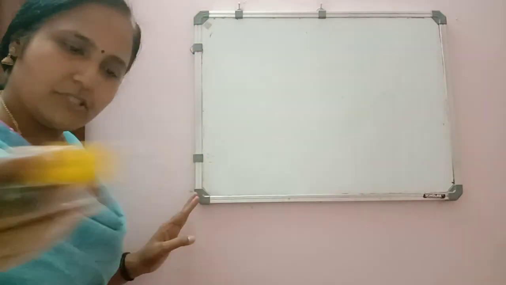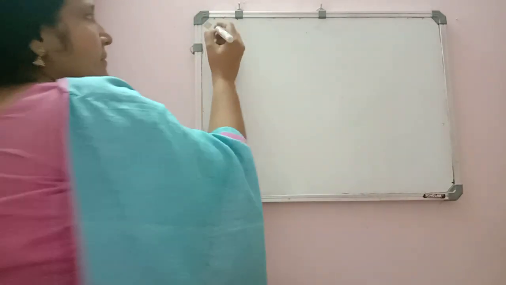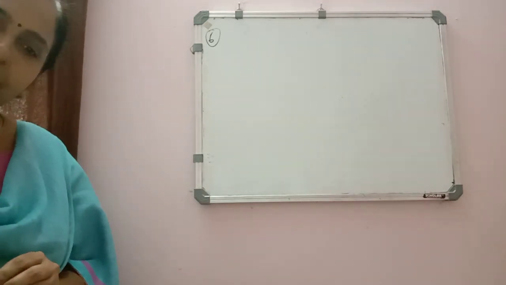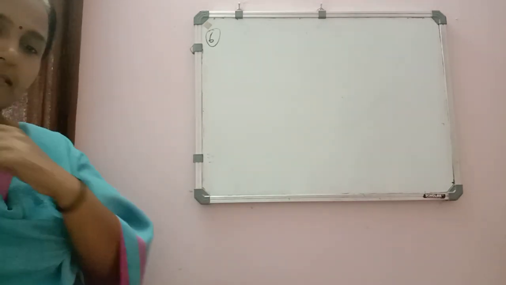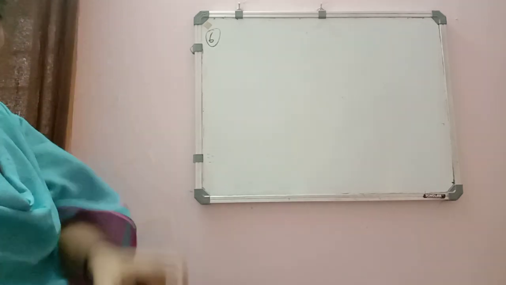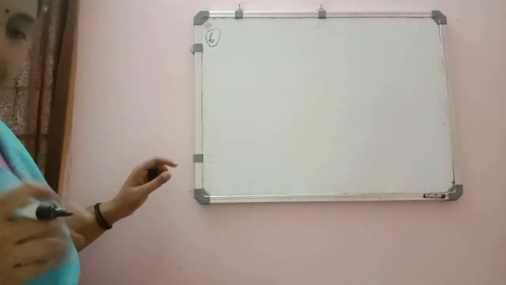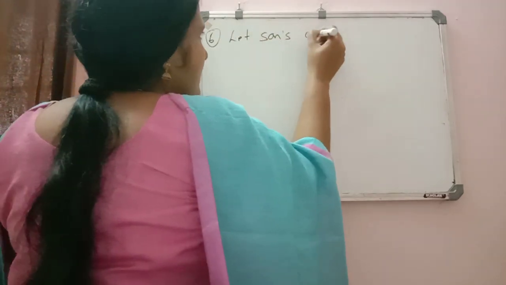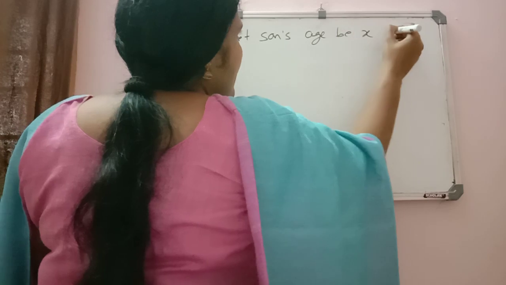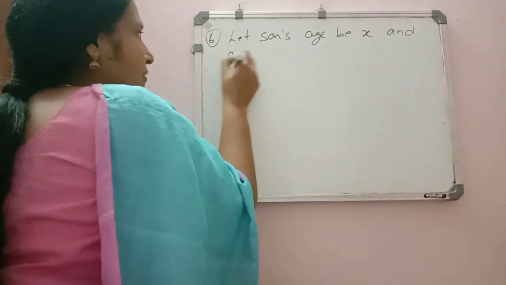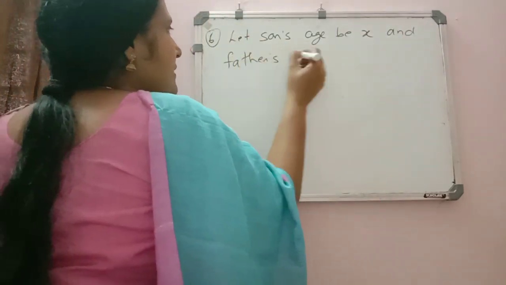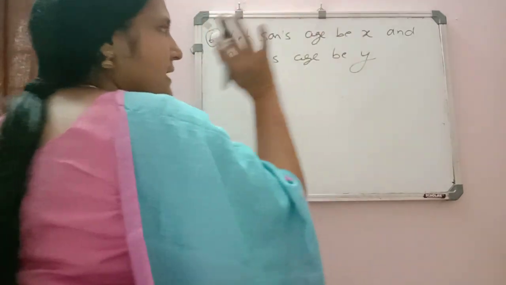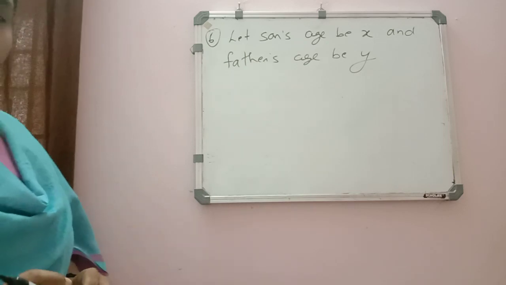Now, next question. Question number 6. It was written there, the sum of ages of a father and his son. So two persons are there. So first we can assume what will be their present age. Let son's age be X and father's age be Y. We have taken the son's age as X and father's age as Y.